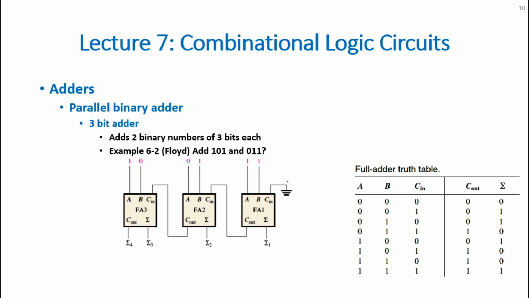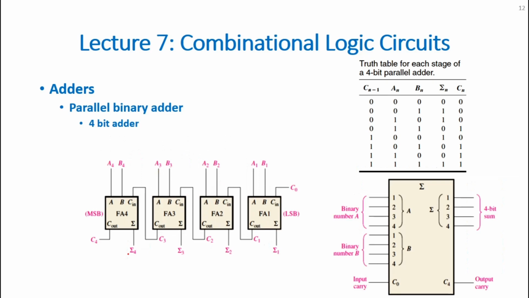Now the input to this carry is grounded. So when we add 11 and 0, it will result in 0 summation, and 1 is a carry output. So the final output could be given as 01, then adding 01 and this one will result in a 0 sum bit, and 1 is a carry bit. Then 101 will result in 0 sum bit, and 1 is a carry bit.